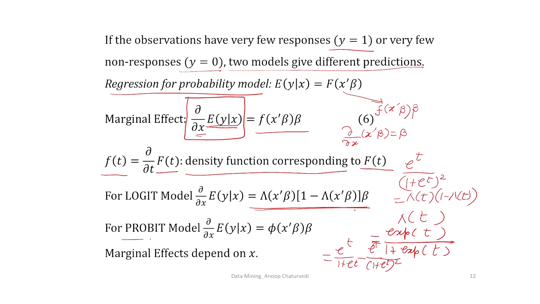Similarly, for probit model, the marginal effect is small phi(x transpose beta) into beta, where small phi denotes the probability density function of standard normal distribution. So, these marginal effects depend upon the value of x.